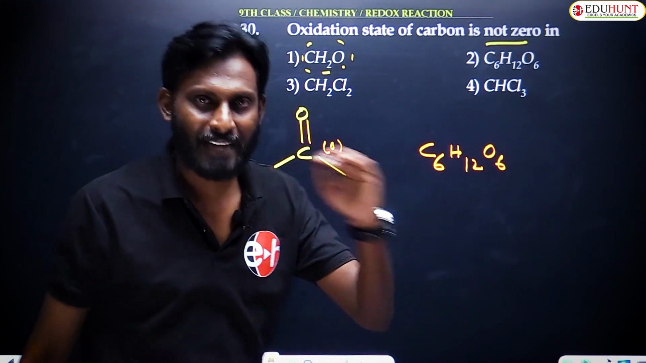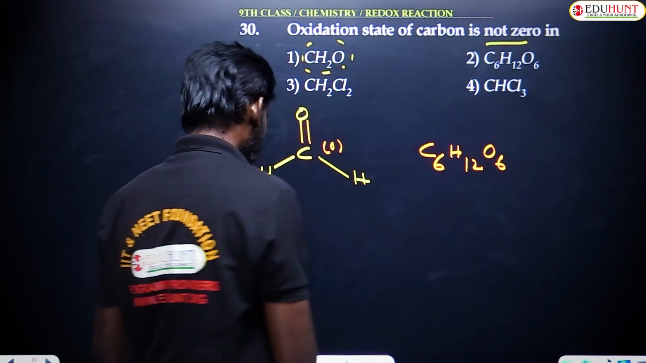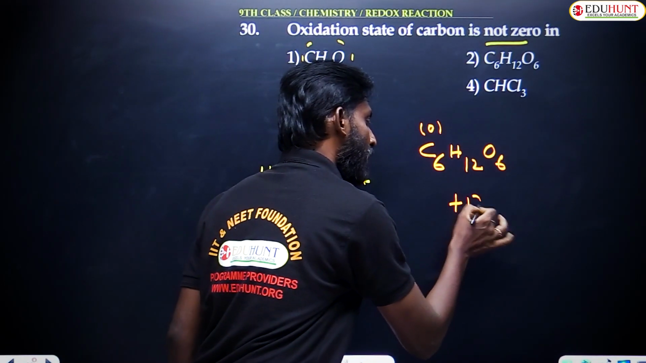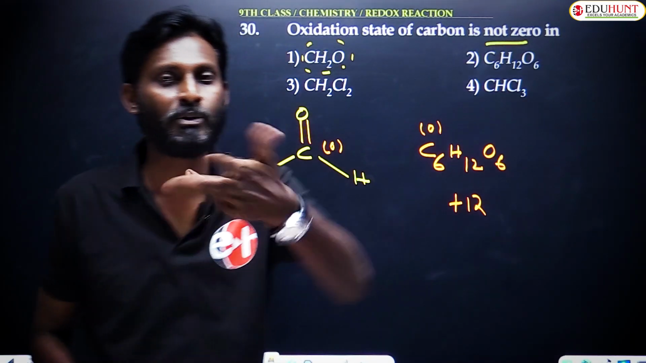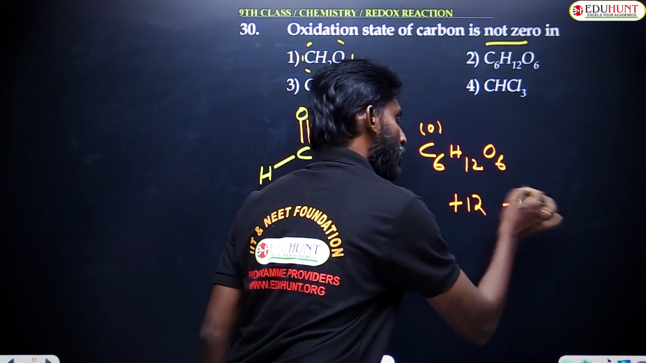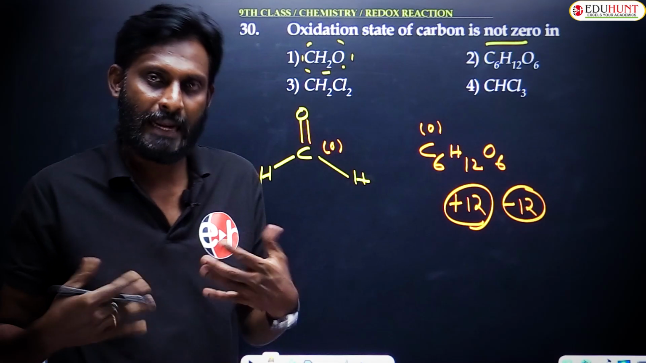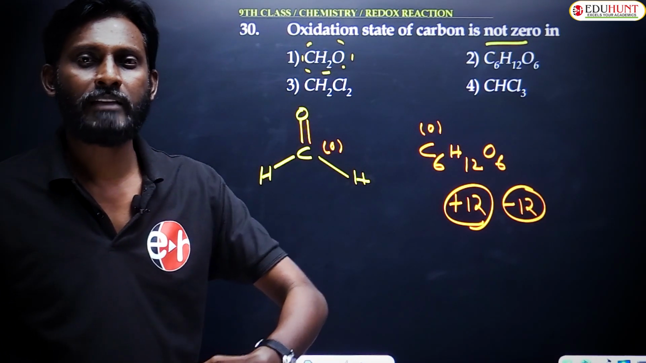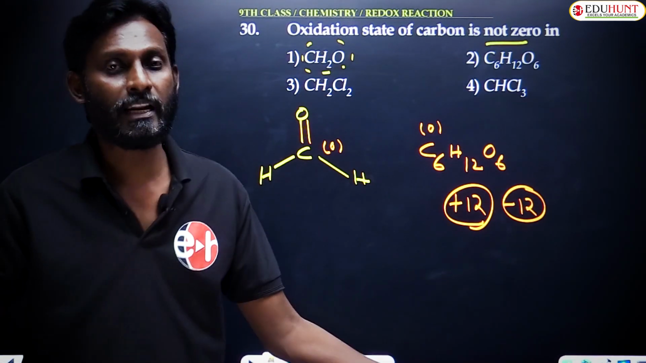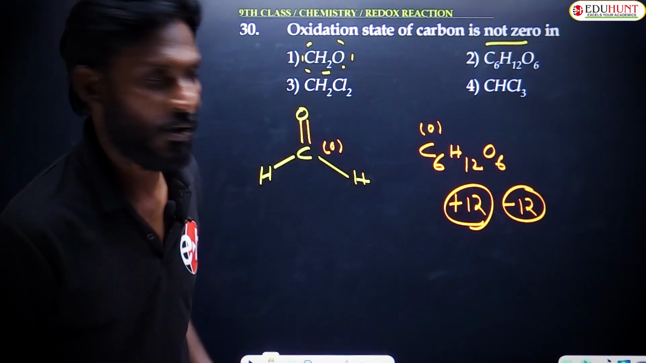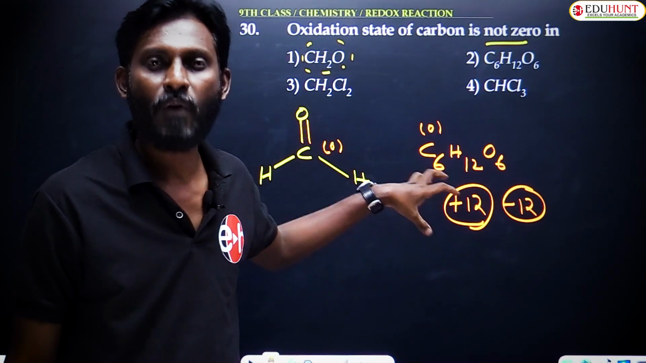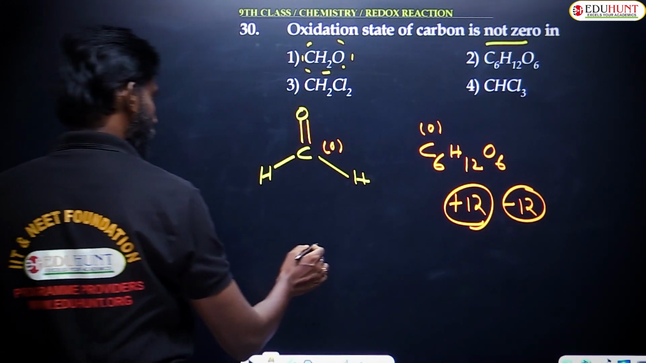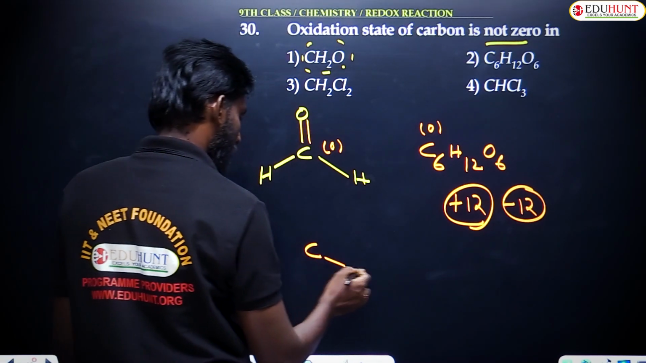The oxidation state of carbon in glucose is going to be 0. Why? There are 12 hydrogens, plus 12. There are 6 oxygens, 6 into minus 2, minus 12. So plus 12 minus 12. The net oxidation state of carbon is going to be 0, because carbon is neither in the state of losing electrons nor in the state of gaining electrons, because it is associated with 12 hydrogens and 6 oxygens. Okay? Yes.